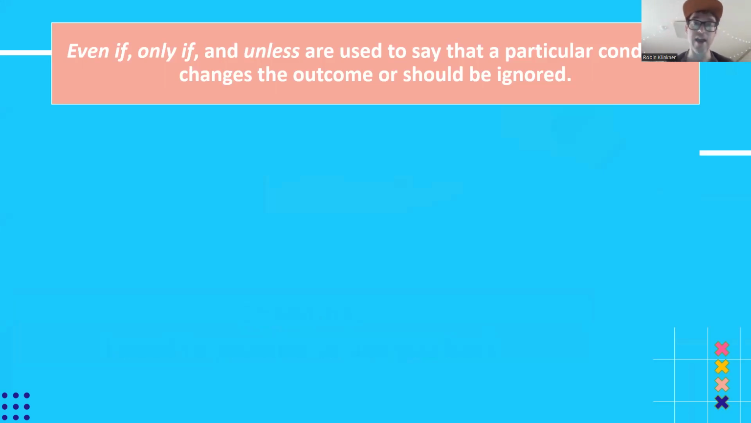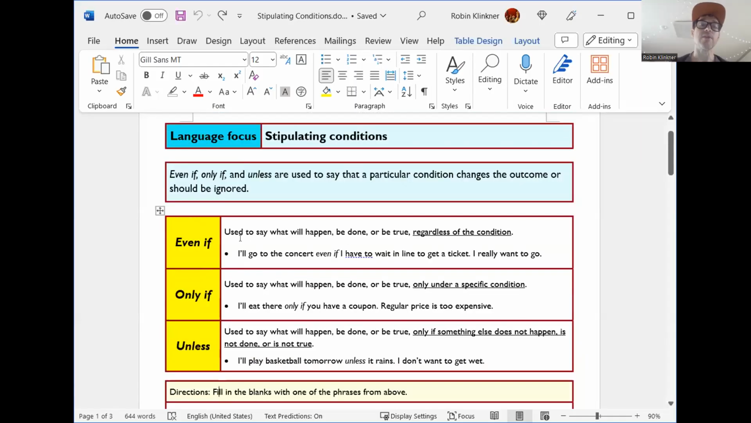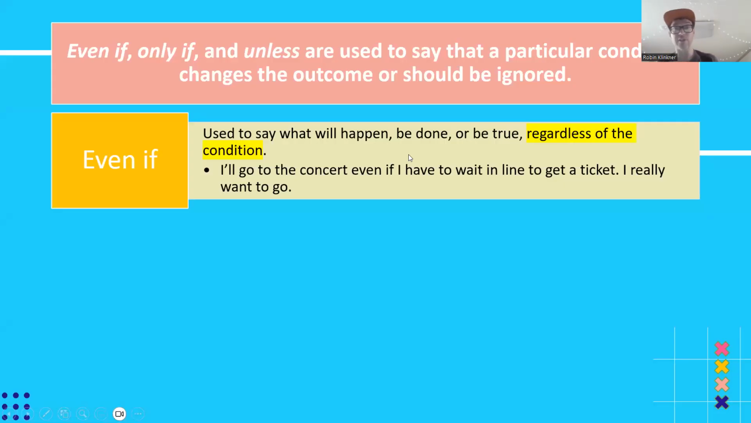So if you take a look at the accompanying handout I told you, these are the 3 expressions we will be focusing on next. Even if, only if, and unless. These are stipulating conditions. So these are used to say that a particular condition changes the outcome or should be ignored. So let's look at the first one. Even if is used to say what will happen, be done, or be true regardless of the condition.